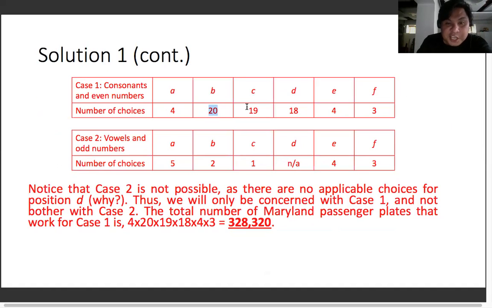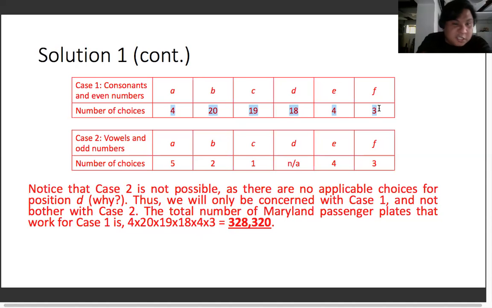Now, as you go to C, you lose one consonant because you already chose one consonant for position B. And as you go to D, you lose another consonant choice. Thus, the total number of consonant and even number plates which have non-repeated characters will simply be the product of these 6 numbers. Whatever their product is, that is the total number of plates in case 1.